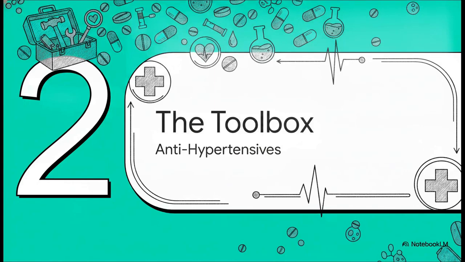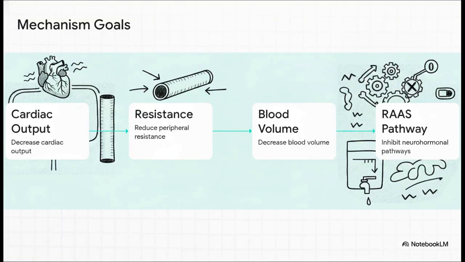And that brings us to Section 2, the Anti-Hypertensive Toolbox. Let's officially open it up and take a look inside. So how do these medications actually accomplish their goal? Think of your cardiovascular system like a closed plumbing system. To lower the pressure inside those pipes, these drugs essentially do one or more of four things.